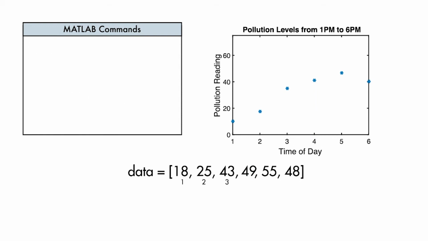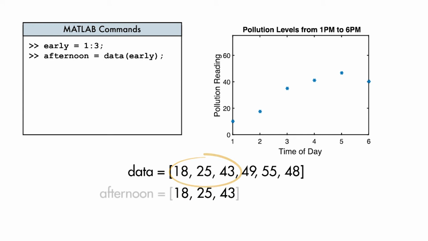Let's look at the readings from 1 p.m. to 3 p.m. Using the colon operator, we make a vector of integers 1 to 3 and use that vector to extract the first 3 elements of our data. Now, let's get the last 3 hours of data. This dataset is pretty small, but in many applications, we don't know the exact size of our dataset, only that we want to look at the last elements of it.